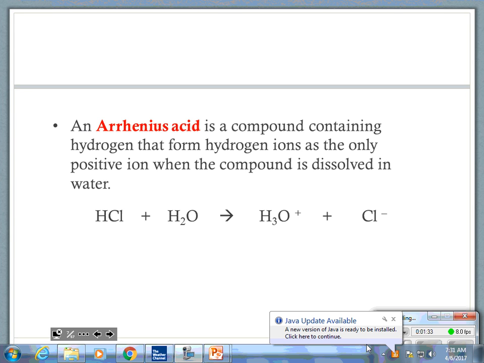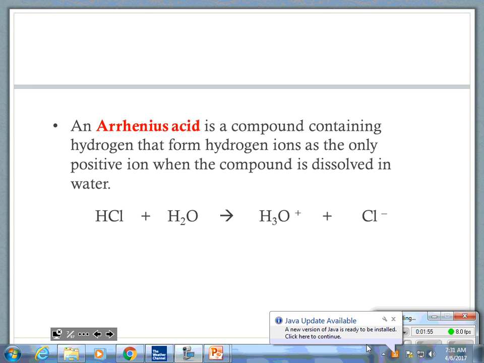Okay, what's something about a base? Bitter, right? Once again, we should never taste that they are bitter. What about when they get wet? They are slippery when wet. Slippery when wet.